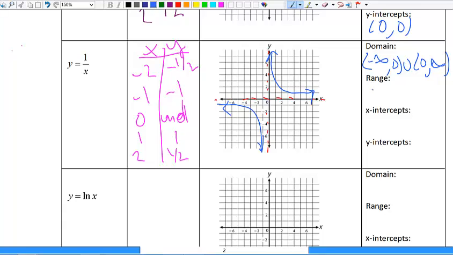The range is the same notation, although this time we're skipping the 0 in the y direction. There are no x-intercepts or y-intercepts in this graph. It doesn't actually cross any of the axes. Again, later on in another section, we'll go through more detail on the rational function as to why that is.